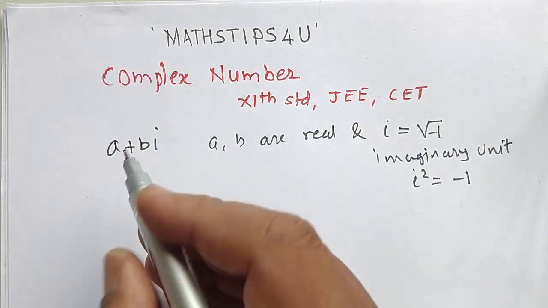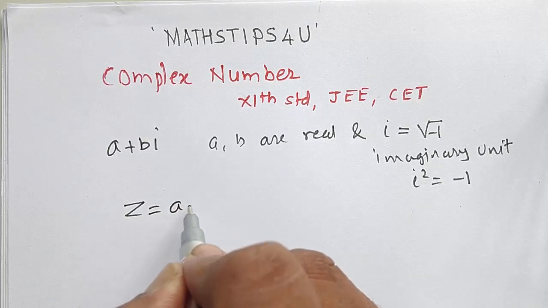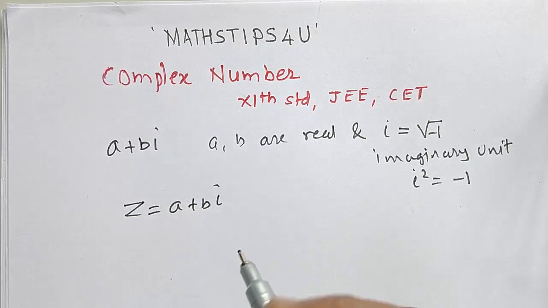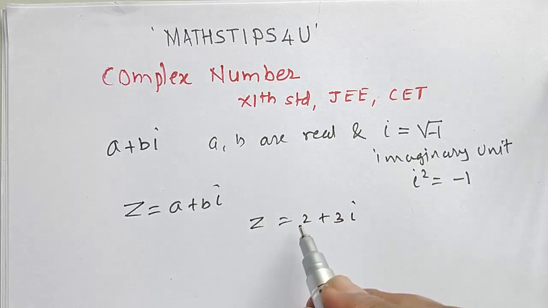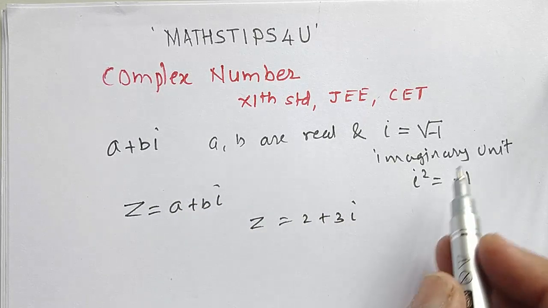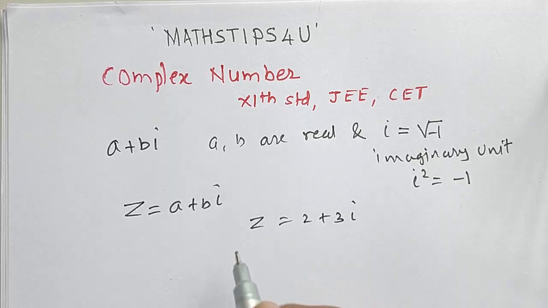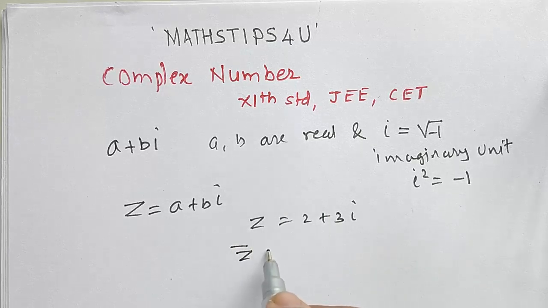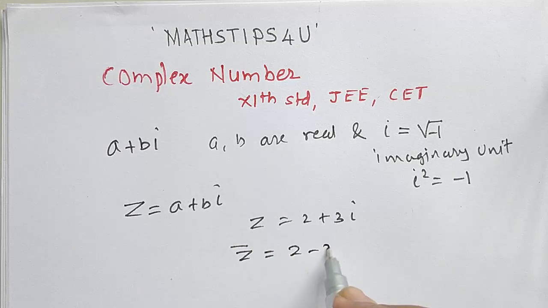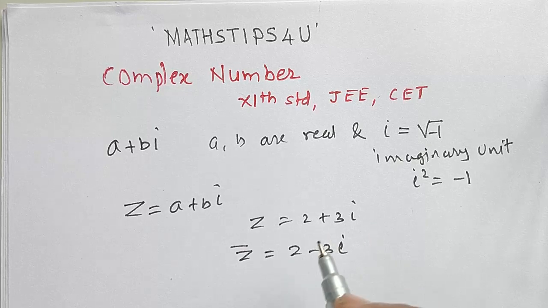Now, to denote the complex number, we take z. z is equal to a plus bi. For example, z is equal to 2 plus 3i, where 2 and 3 are real, i is equal to under root of minus 1. Now, the complex conjugate of this number is denoted by z bar. It is equal to 2 minus 3i. This is the complex conjugate of the given number.